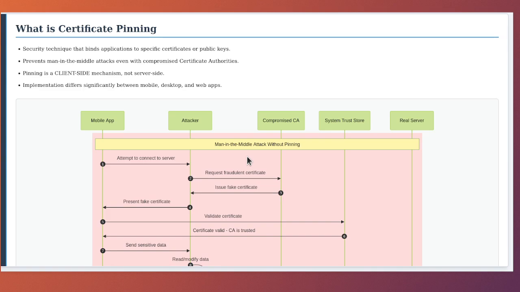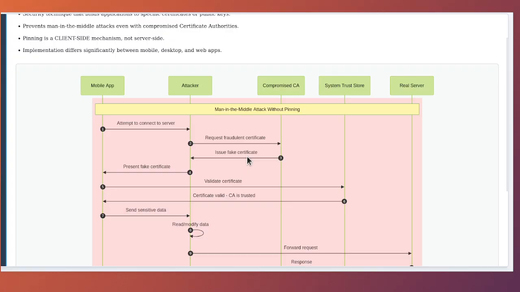Let me walk you through the sequence diagram that illustrates how a man-in-the-middle attack works without certificate pinning. The attack begins when a mobile app attempts to connect to the real server. Instead of reaching the real server directly, the connection is intercepted by an attacker who is positioned in the network path, perhaps through a compromised Wi-Fi network or DNS poisoning.